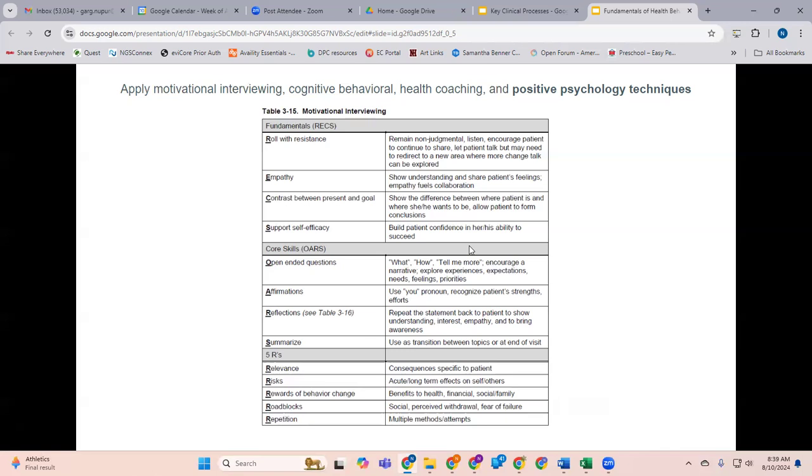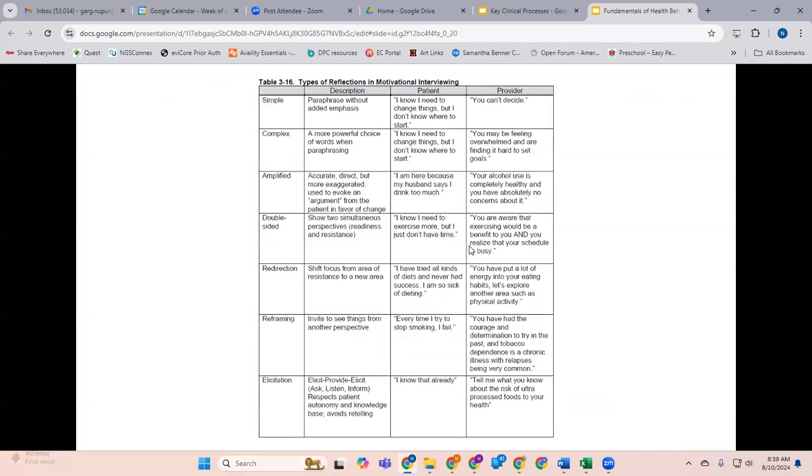So repetition really helps in motivational interviewing. You're constantly repeating, building empathy, supporting their own confidence, and asking open-ended questions as much as possible. And then these reflections are part of motivational interviewing. So that's a nice thing about reflections, is that you automatically know that they're in motivational interviewing.